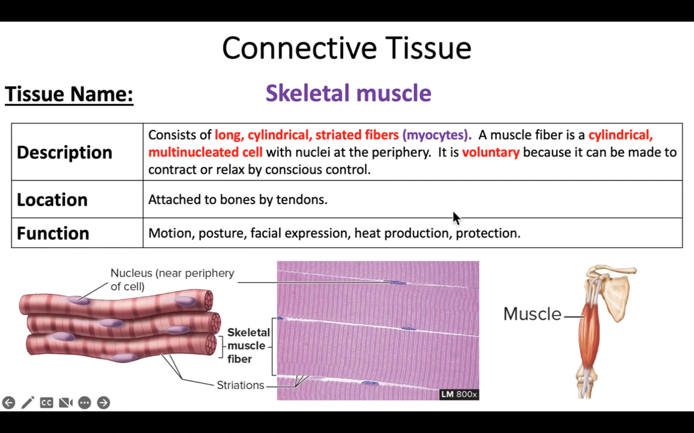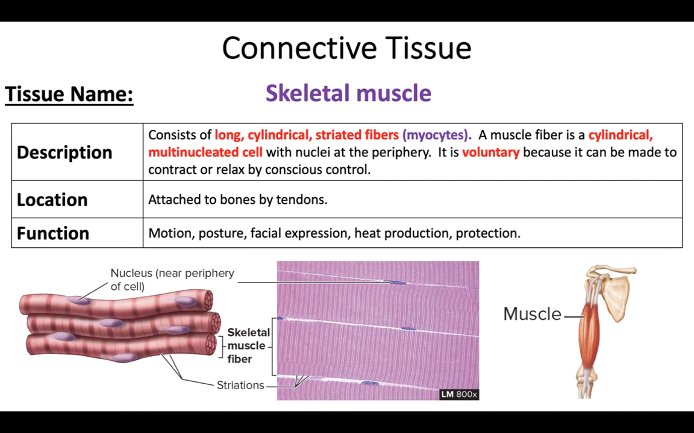Skeletal muscle generates a lot of heat. And then some of your skeletal muscle can protect. Like your abdominal wall is made up of skeletal muscle, and it can protect your inside organs. Okay, so looking at the description here, we're looking at the cells. They're long, cylindrical, striated, and we often call them fibers because they're long cells. In fact, the cells run the whole length of the muscle. So this biceps muscle has cells that start at this tendon, run the whole length, and then end at that tendon. So these are very, very long cells.